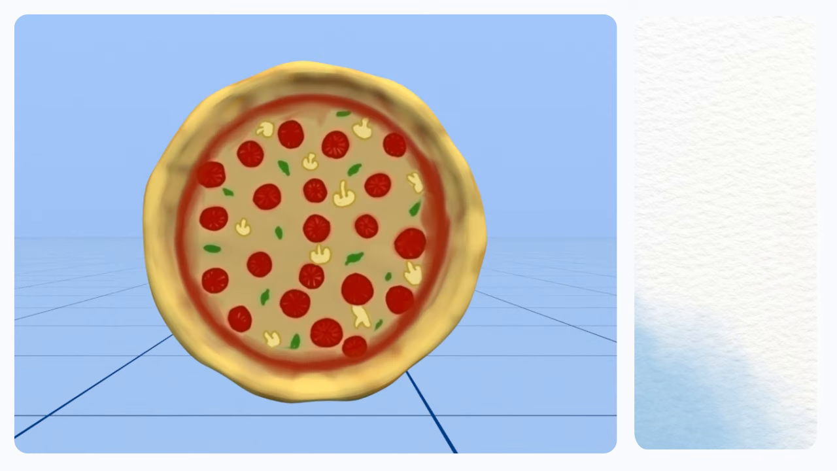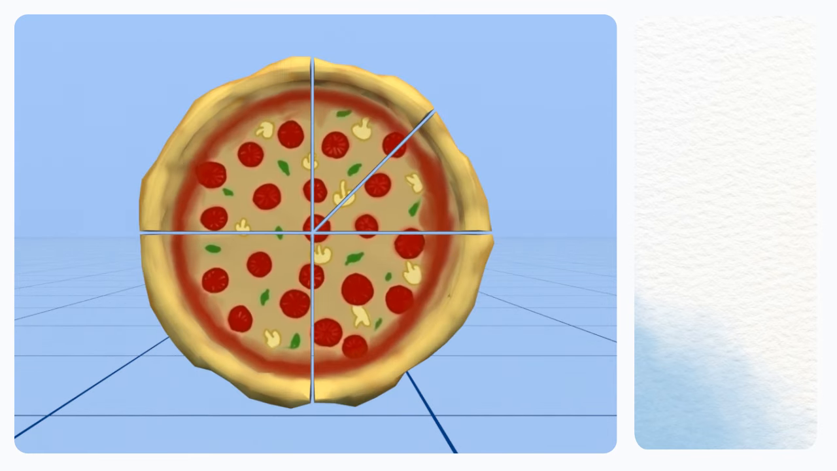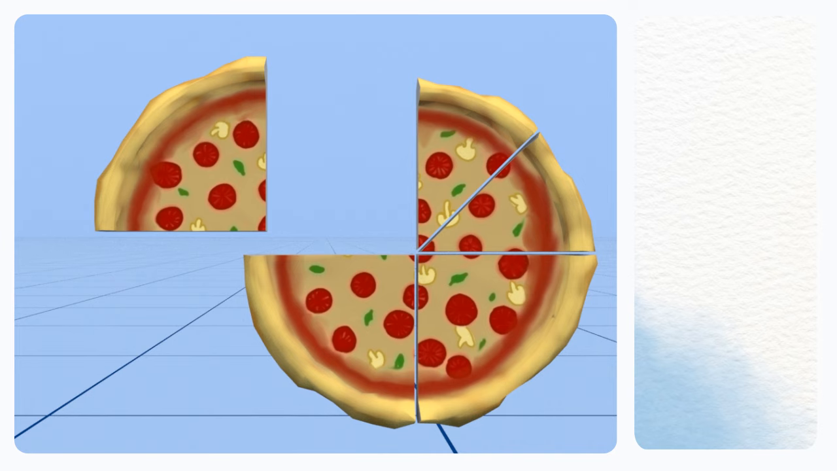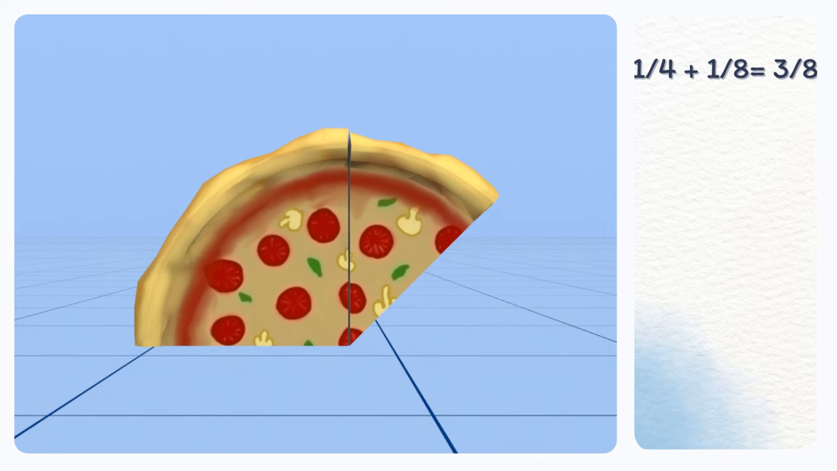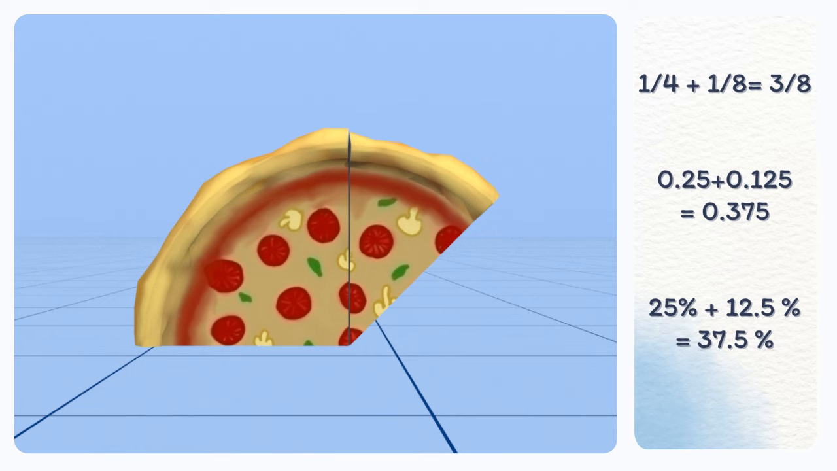Now let's make things a little more interesting. Imagine you have 1/4 of a pizza and someone gives you 1/8 of a pizza. How do we calculate the total amount? To add these as fractions, we need to find a common denominator. When we add 1/4 and 1/8, we get 3/8 of the pizza. To add them as decimals, we simply add 0.25 and 0.125, which equals 0.375. And to express this in percentage form, we add 25% and 12.5%, which gives the result 37.5%.